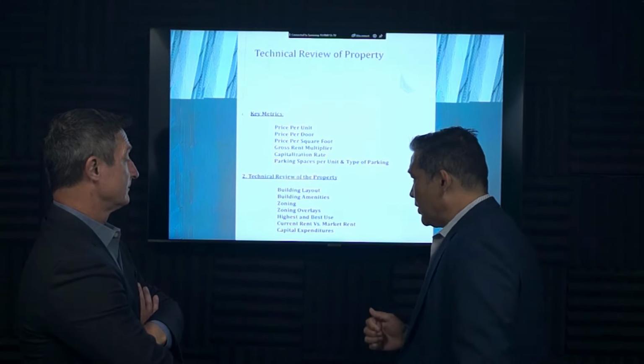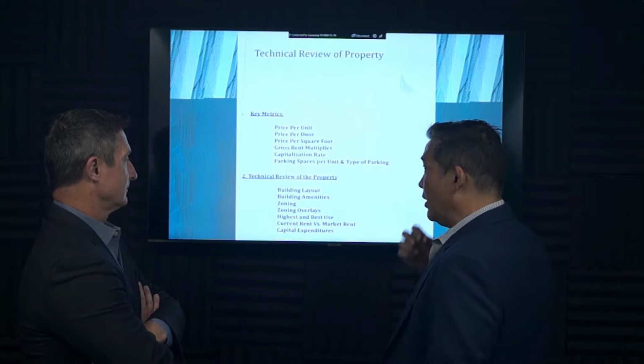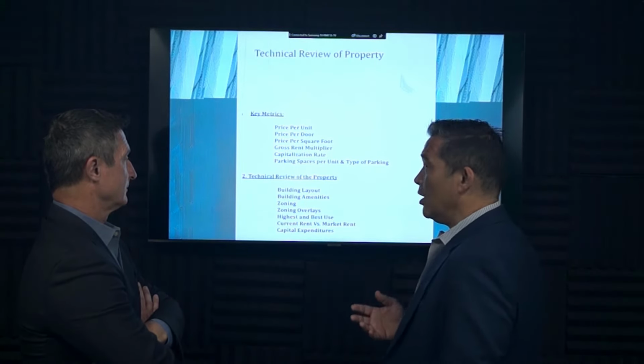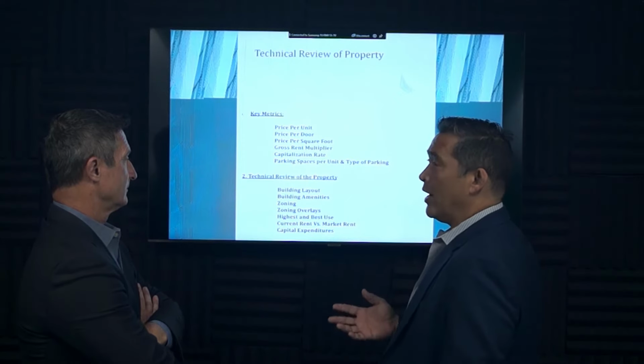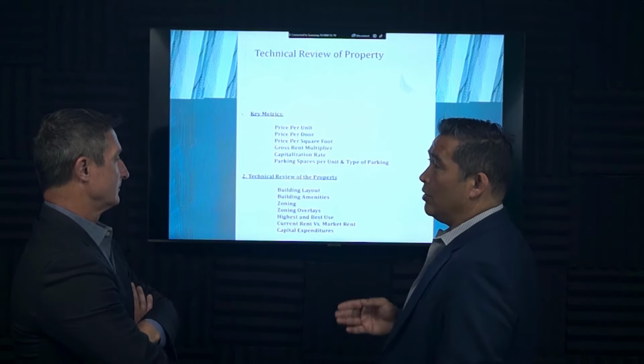Building amenities. What amenities are in the building? Are there any? Is there a dog run? Is there a common area laundry? Is there a pool? Is there a gym? Bike racks, bike room, all that stuff. Zoning is also very important.